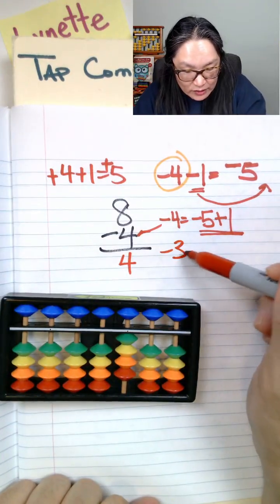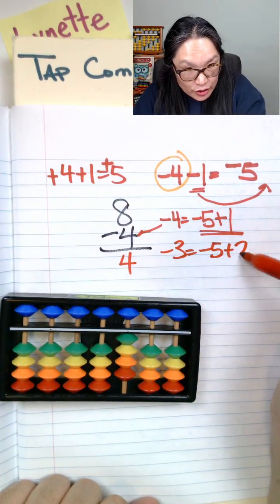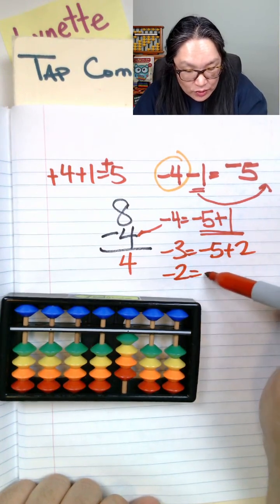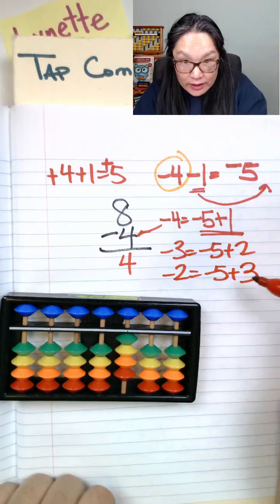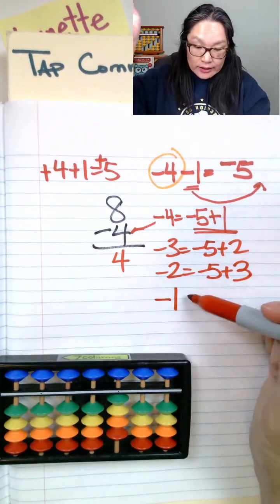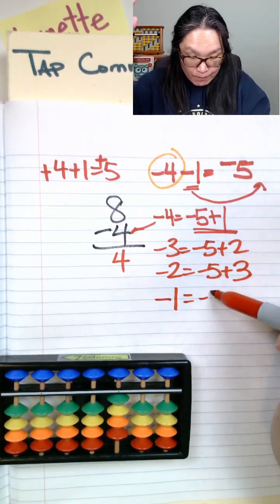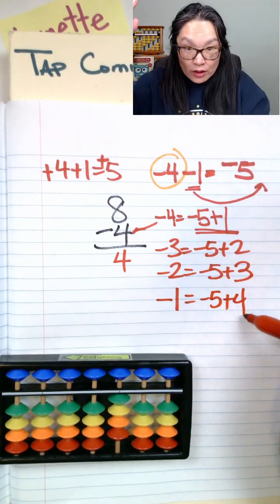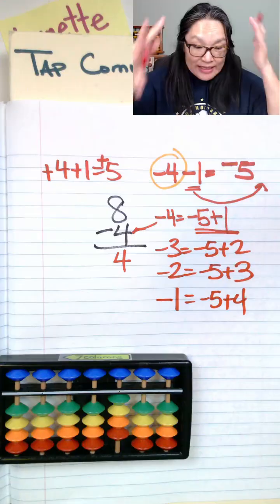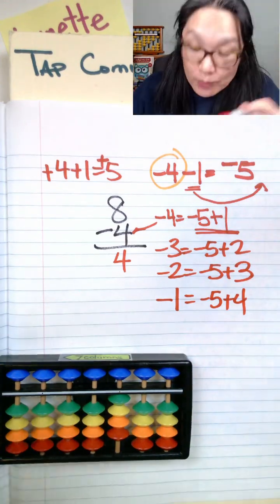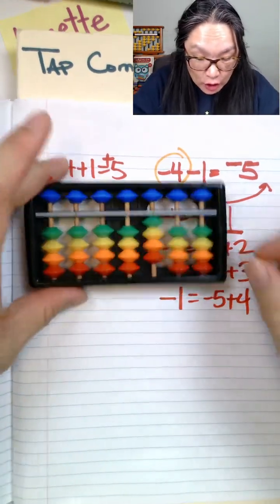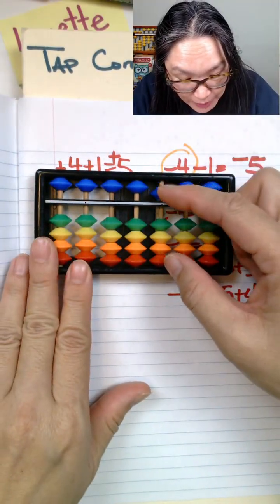So minus 3 is equal to minus 5 plus 2. Minus 2 is equal to minus 5 plus 3. Minus 1, and so on, right? Minus 5 plus 4. So now we see patterns. And that's the interesting part, right? The interesting part, if you look, it's this bead and this bead.